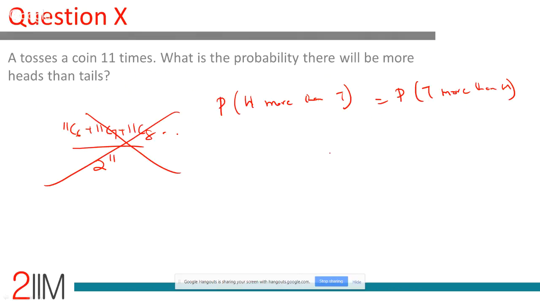What is the probability there will be an equal number of heads and tails? 11 times you're tossing this. There is no way there are equal heads and tails. So these two are equal, and the answer is 1/2. What is the probability there will be more heads than tails? 1/2. More tails than heads? 1/2. Neither of these two, not possible. You either have more heads or you have more tails. It is impossible to have anything else. Both of these are equally likely, 1/2.